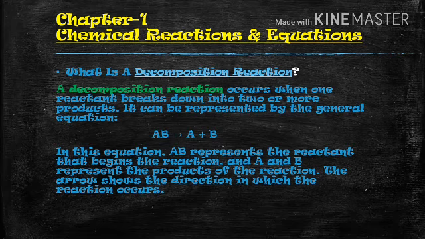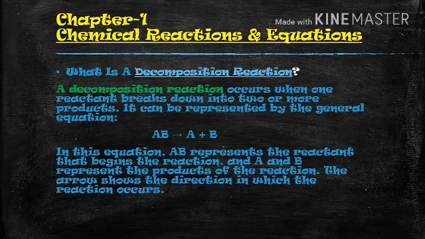Now another topic. What is a decomposition reaction? A decomposition reaction occurs when one reactant breaks down into two or more products. It can be represented by the general equation AB gives A plus B. Here a reactant breaks down into two different elements. Here a reactant gives two different products.